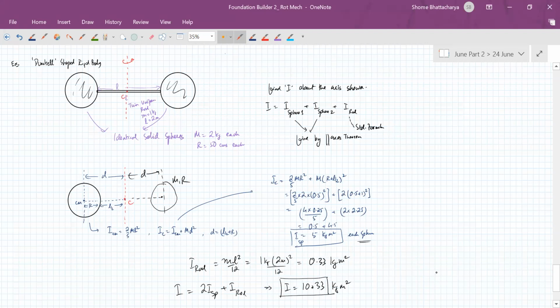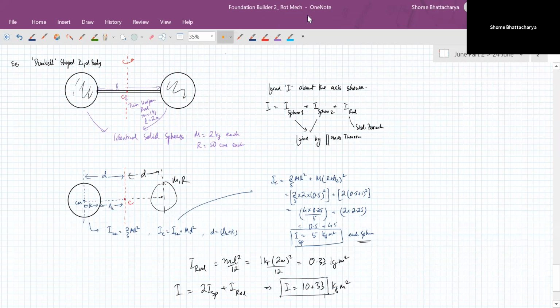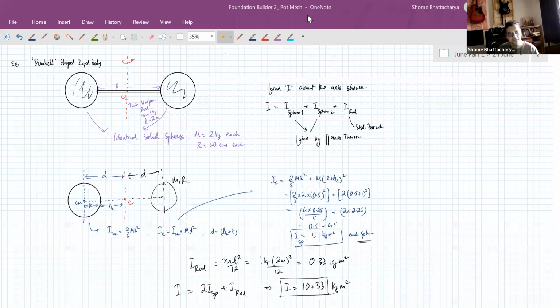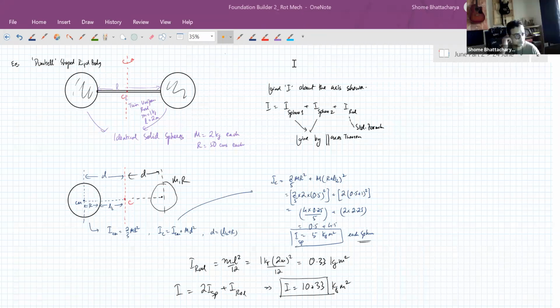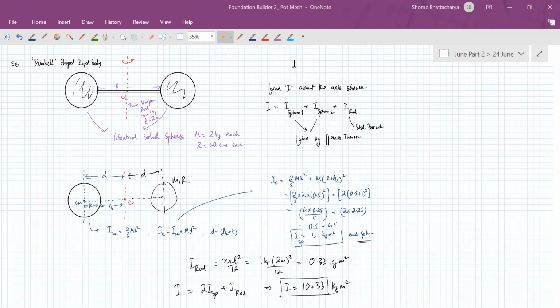Okay. So this is a typical example of how we have to make use of the combination of standard formula and theorems for calculating moment of inertia of any general kind of rigid body that is consisting of various shapes connected together. Sir, so we have to first split all the rigid bodies. Sorry, we have to split all the shapes. Yeah, we have to split.